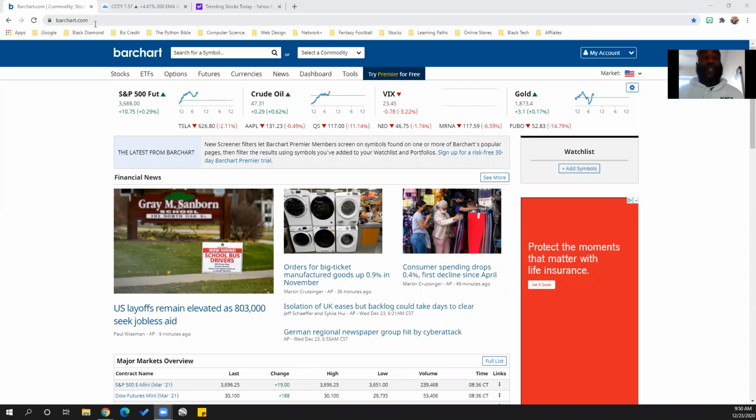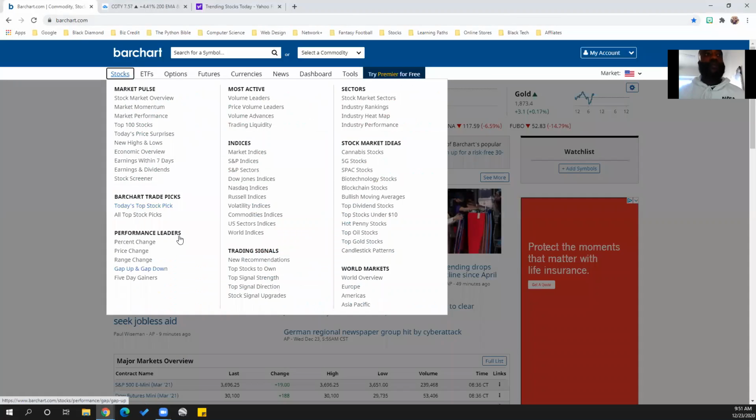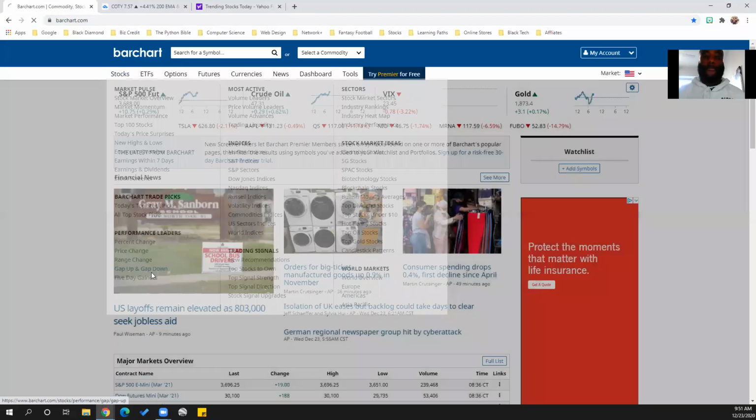But what I look for initially are gaps. My mentor always talked to me about gaps, gap and goes. There are different types of gaps, but here I'll just show you the process of how I find those gaps. So first, I start off here at barchart.com. It is a platform that allows us to screen different stocks under different parameters. So I like to come over first to stocks. Then I'll come down here to performance leaders, and I click on gap up and gap down.